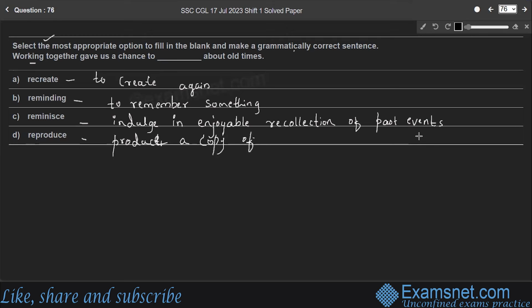So to the given sentence, working together gave us a chance to dash about old times. So reminisce is the right word. So to reminisce about old times. So in the given sentence, we need a word which conveys the essence of nostalgia or happily recollecting past events together. Hence the most appropriate word is reminisce. Option C is the right answer.